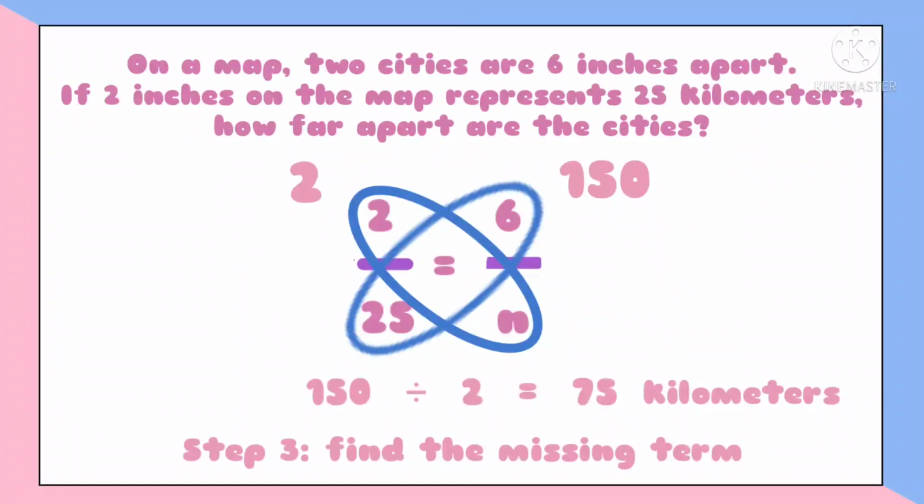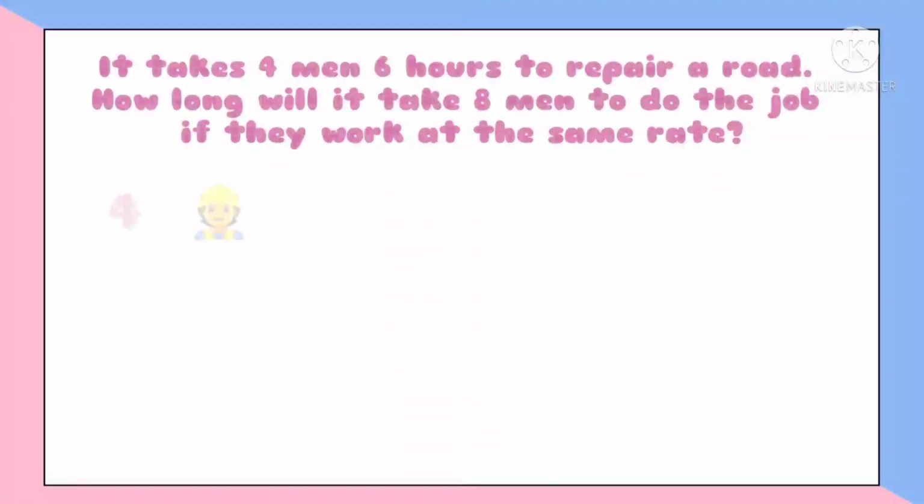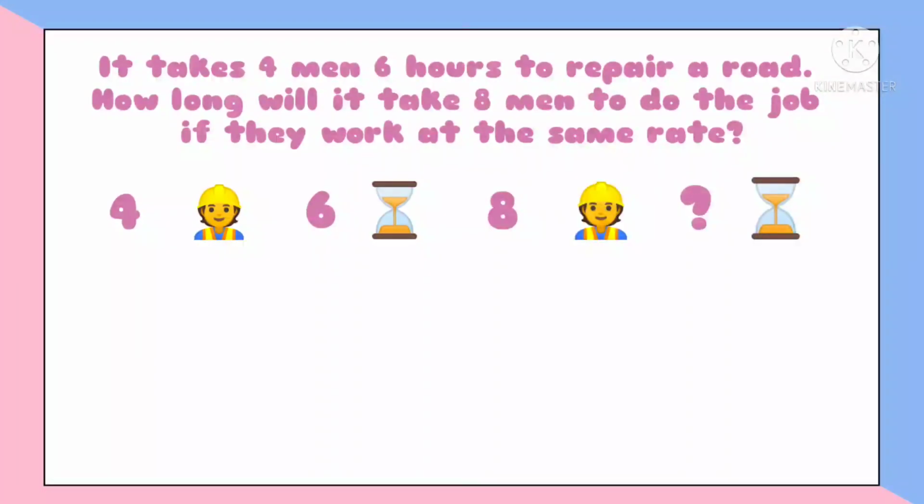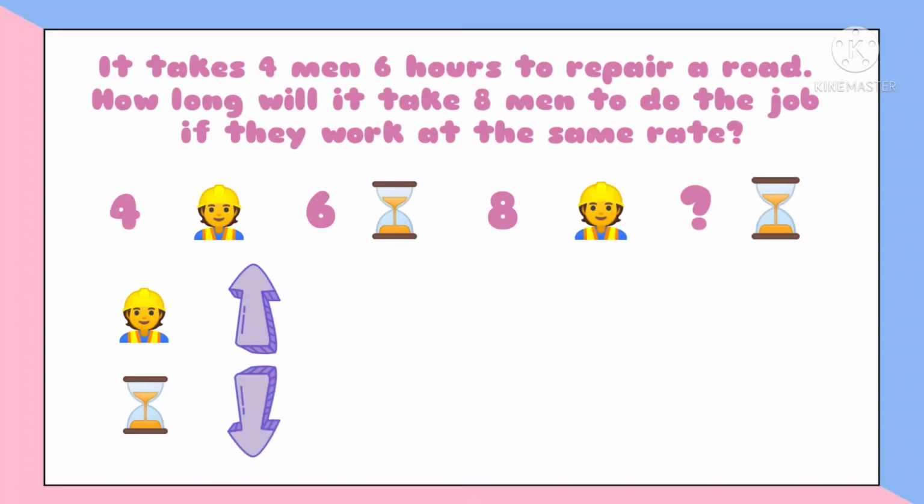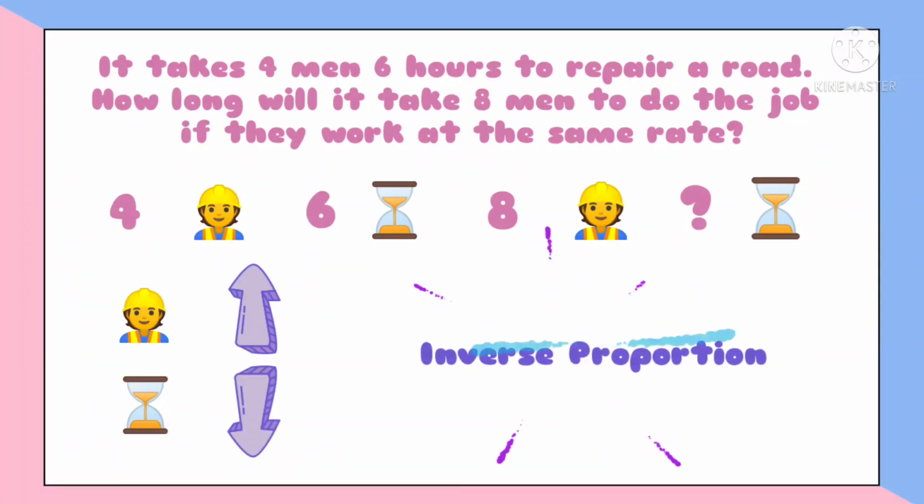Now, let's solve the next problem. It takes 4 men 6 hours to repair a road. How long will it take 8 men to do the job if they work at the same rate? With this problem, we can say that when the number of men increases, the number of hours should decrease. This is an example of an inverse proportion.